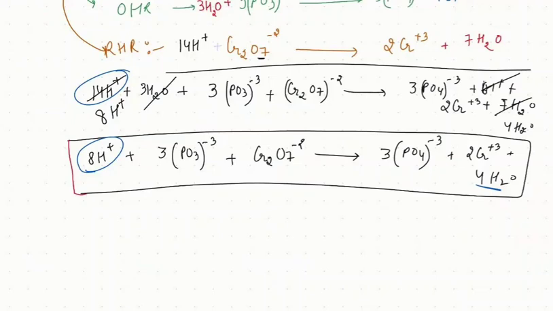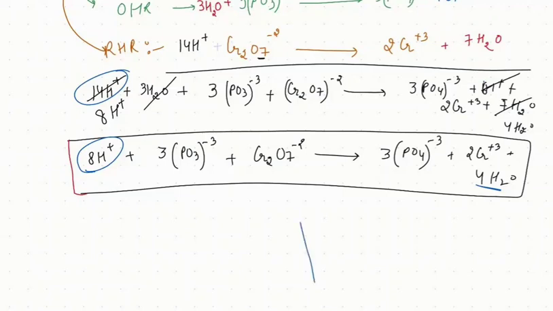Next is balancing in the basic medium. Okay. There was 14H because of 7H2O. Yeah. But when I added both the equations, my final product had 6H+. And that 6H+ had to be cancelled out. Did you understand my point? No, how did you get the 14 from 7H2O? Then you get 8. Yeah.